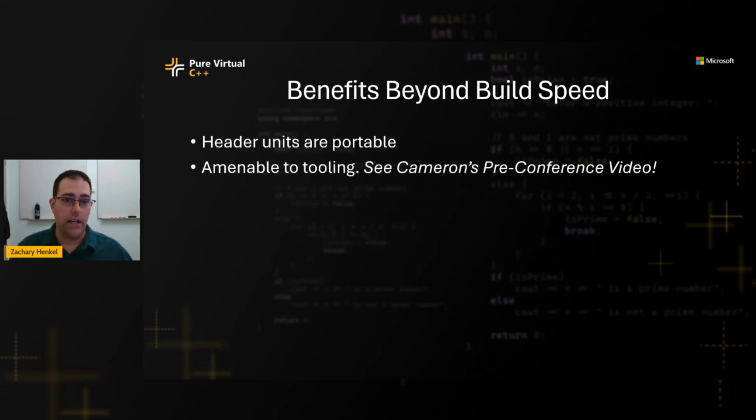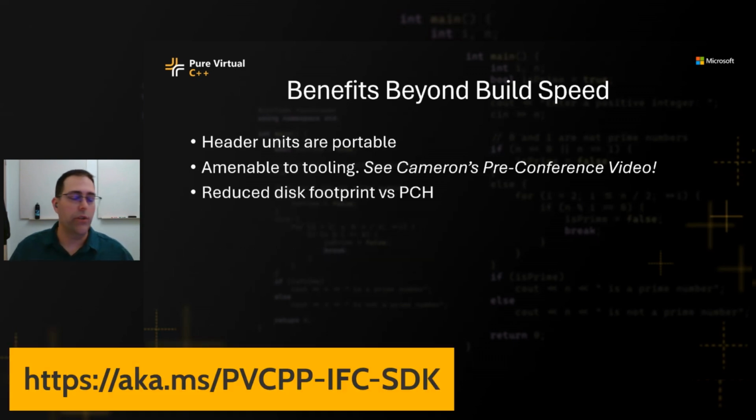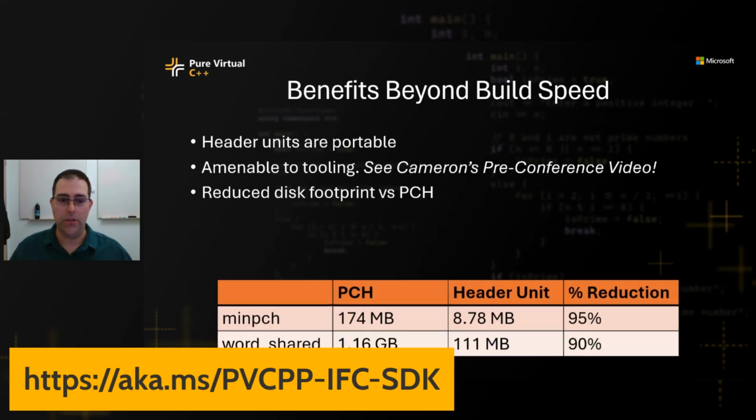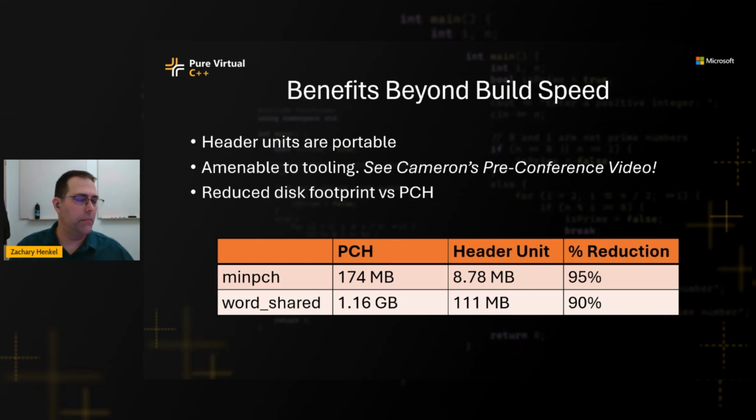The second is that IFC is amenable to tooling. We have a specification for this. We provide an SDK for it. Cameron had a pre-conference video for this if you'd like to see more about it. And thanks for sharing that link. And then finally, header units and modules are considerably smaller than a PCH. How much smaller? 90 to 95%. I've been gathering data on this for quite a while, and every time I see these numbers, I still wind up being shocked.